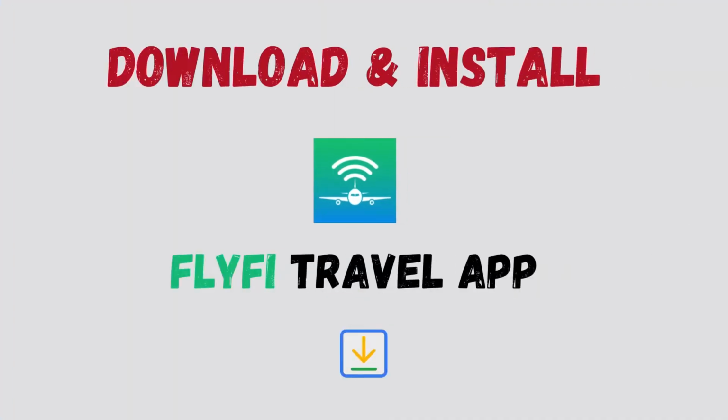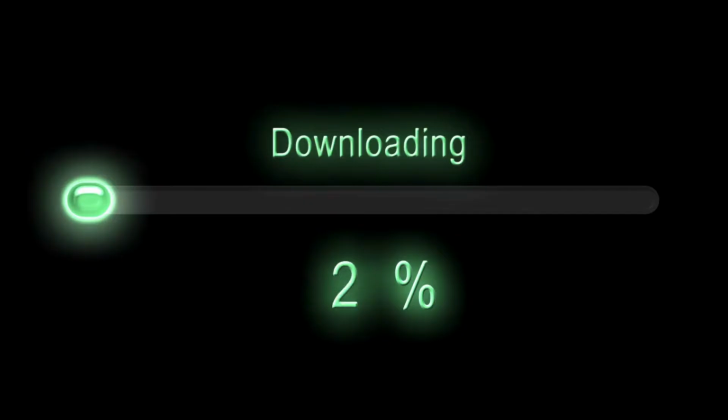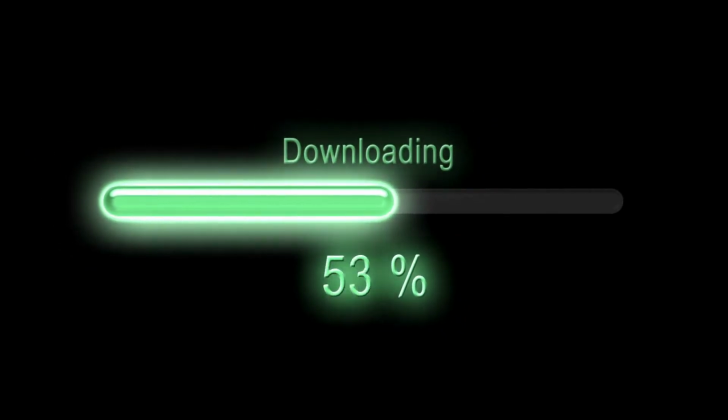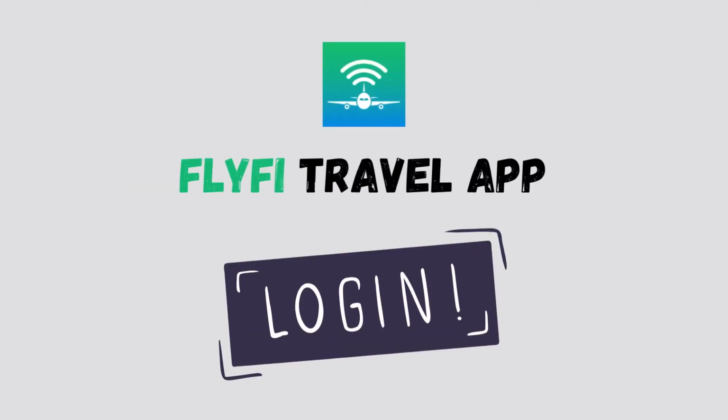Download and install the FlyFi app. Go to the App Store for iOS or Google Play Store for Android on your smartphone or tablet. Search for FlyFi and download the official FlyFi app. Open the FlyFi app. Once the app is installed, tap on the FlyFi icon on your device to open it.